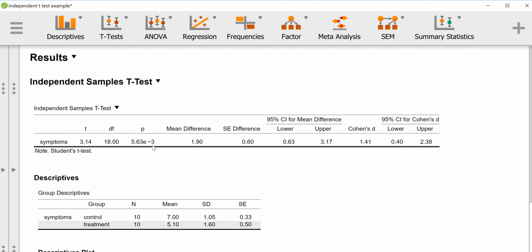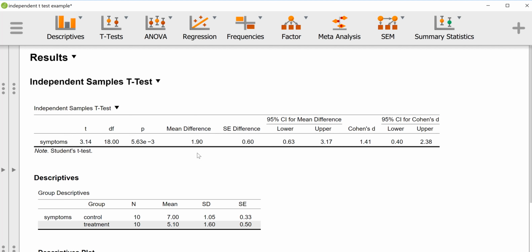Our p-value is quite low, so we have a p-value, we're going to move the decimal point to the left 3 places, so that's going to be 0.005, so that's pretty low, especially if 0.05 is our alpha, 0.005 is considerably below that, so we have pretty strong evidence to reject the null hypothesis here and say that the control condition has significantly greater symptom severity than the treatment condition, or in other words, the treatment leads to less symptom severity than the control group.